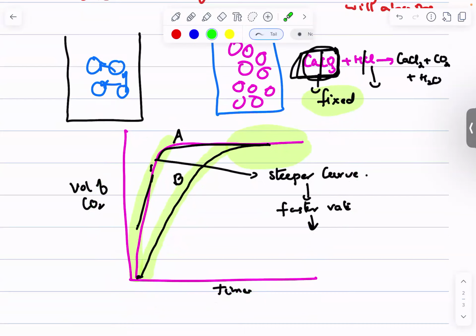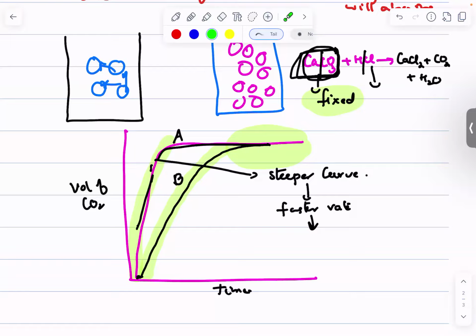Curve A has a steeper gradient than curve B because there's a greater concentration of carbon dioxide, as the concentration of hydrochloric acid in the reactants was greater in curve A than in curve B. But they both produce the same volume at the end and level off at the same point, because the amount of calcium carbonate is fixed. Excellent work.